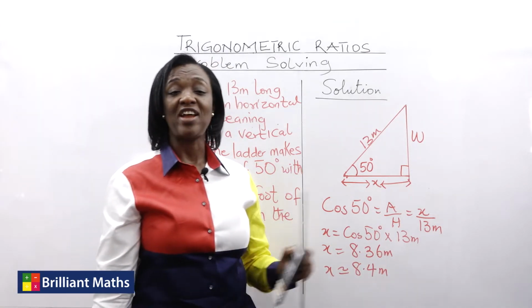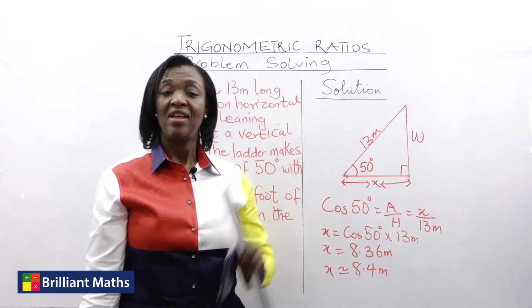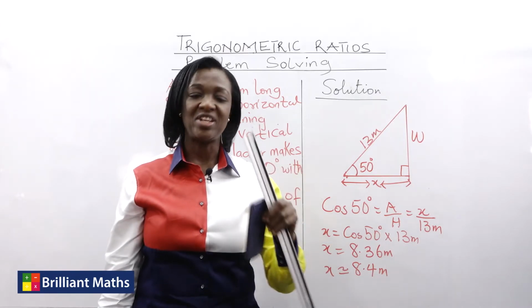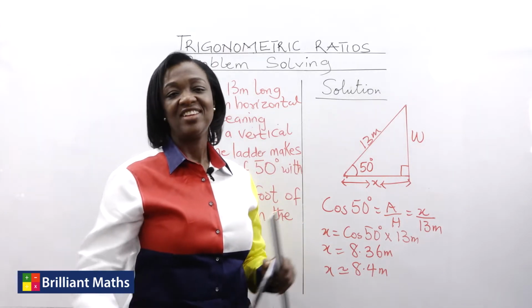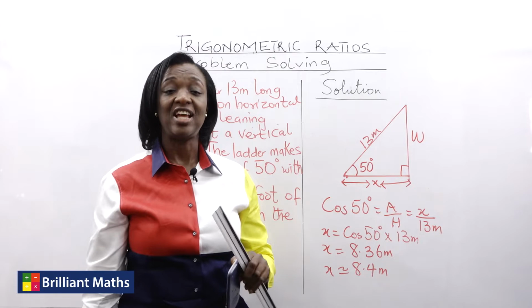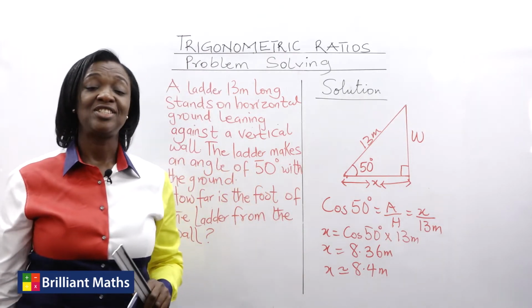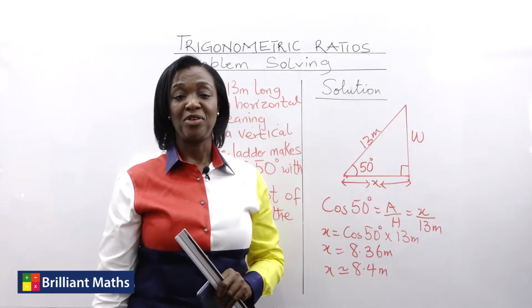You can actually try this out at home. Get a ladder, measure the length of the ladder, put it against a wall, and find the distance between the foot of the ladder and the vertical wall. That is real-life maths for you.